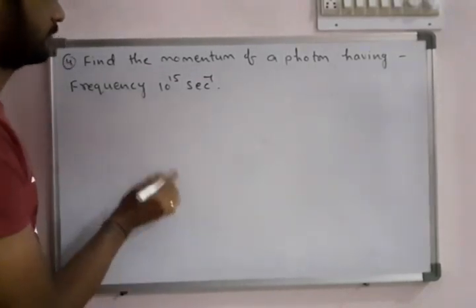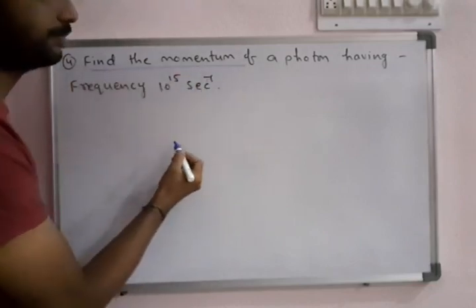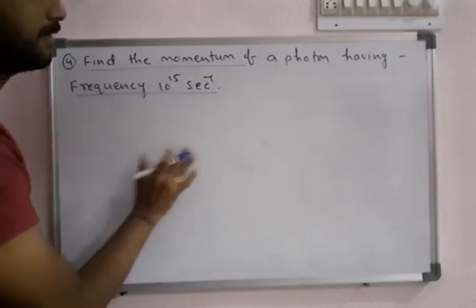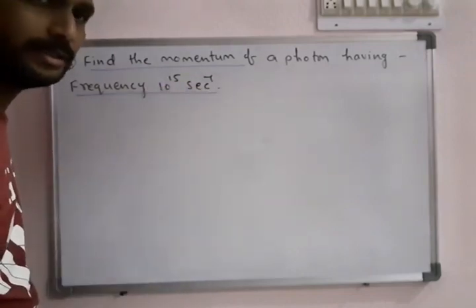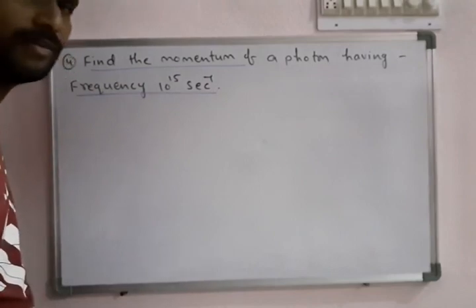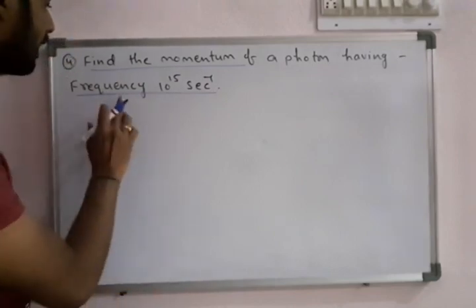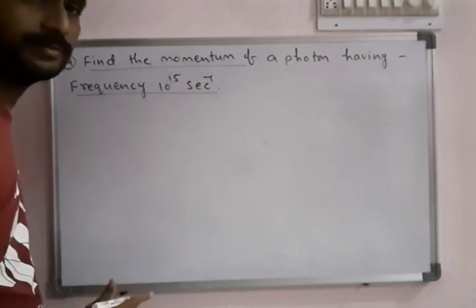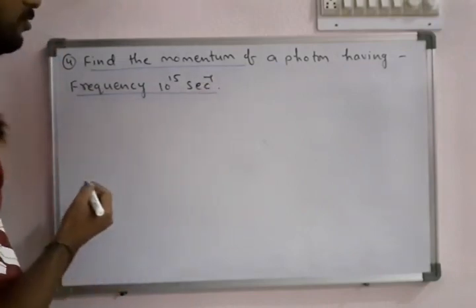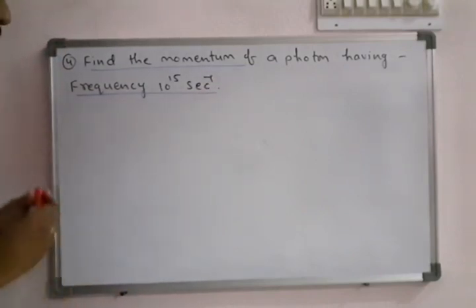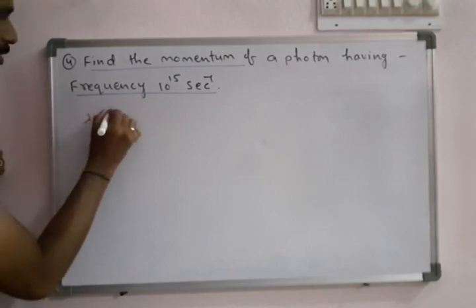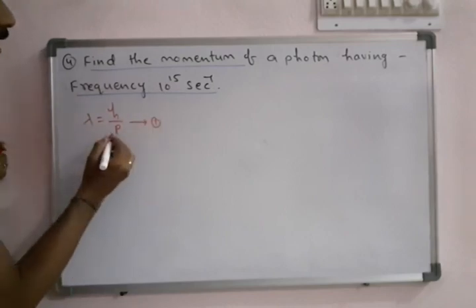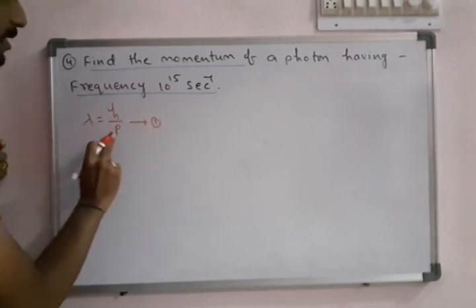So here we need to find the momentum of a photon having a given frequency. A photon means a light particle, which has wave nature, and it has the frequency 10 power 15 second inverse. We need to find the momentum. We already know the relation for momentum: lambda is equal to h by p. Say it is equation 1. So we need to calculate the momentum p.